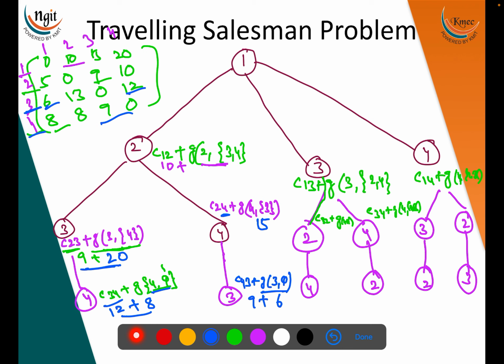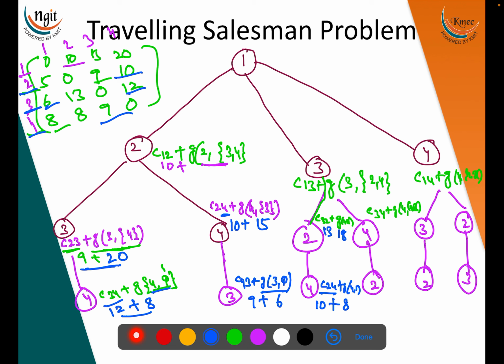Now C24 value is what? 2 4 is 10. 10 plus 15. Now again come here. So here also you will get C24 plus G(4,1) value. C24 is 10 plus G(4,1) value is 8. So you will send here 18. So you know already C32 value. 32 value is what? 13.